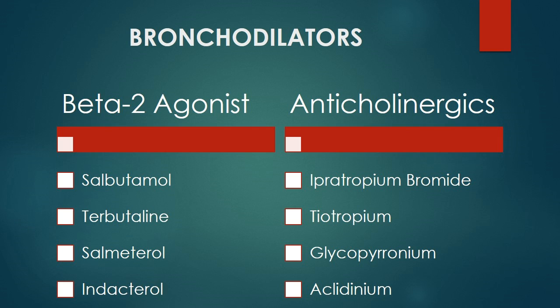There are two main types of bronchodilator: beta-2 agonists and anticholinergics. Examples of beta-2 agonists are salbutamol, terbutaline, salmeterol, and indacaterol. Examples of anticholinergics are ipratropium bromide, tiotropium, glycopyrronium, and aclidinium.